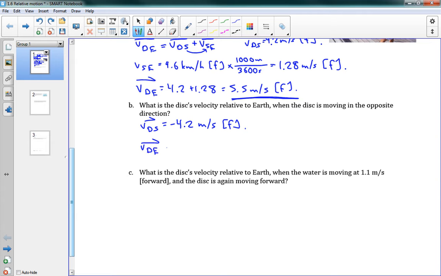Disk relative to Earth is equal to disk relative to the ship plus the ship relative to Earth.